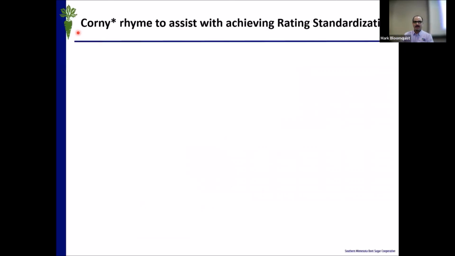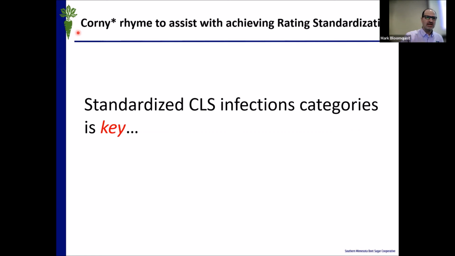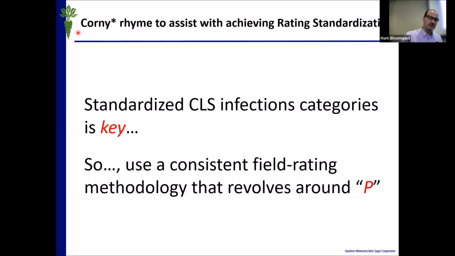In regard to the importance of standardized ratings, I know how important that is because I get a lot of calls because people don't have the confidence to go out and rate their own fields. So I know that the cornier it is, the more likely you're going to remember it. So I'm going to give you a corny rhyme to assist you achieving rating standardization. I wouldn't ask you to do it if I didn't do it myself. I actually use this process when I'm out in the fields doing 200 plus fields in a given year. If standardization of sucrose release spot infection categories is key, use a consistent field rating methodology that revolves around P.